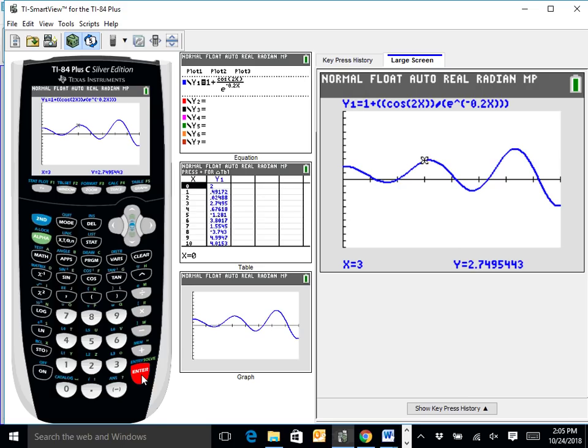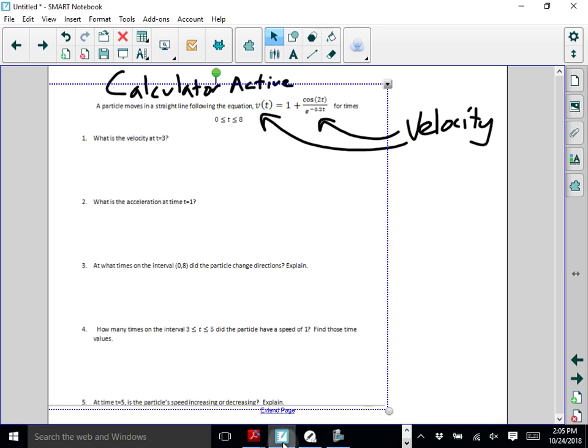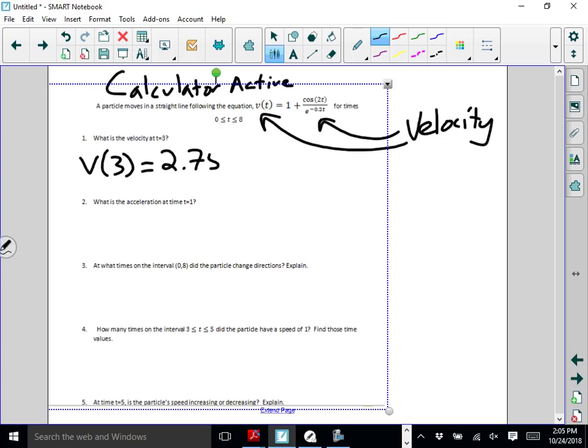You do not need to write both. Okay? So again, I don't want to just write the number, I want to write v of 3 equals 2.750. Now, there are no units in this problem, so I don't need any units with my answer.